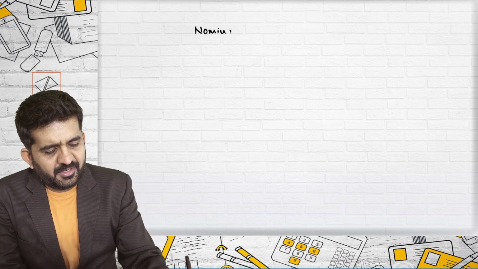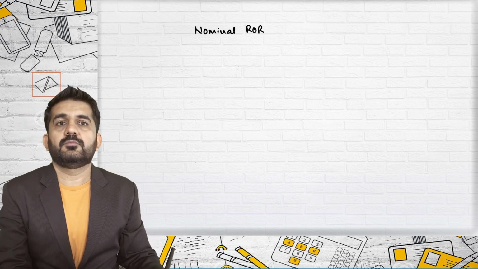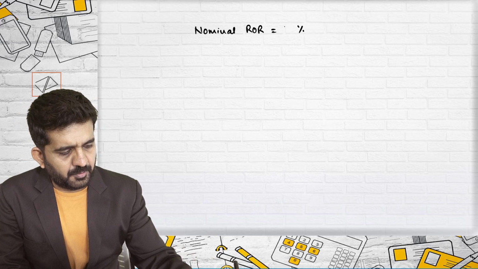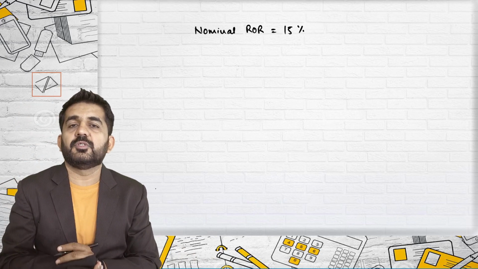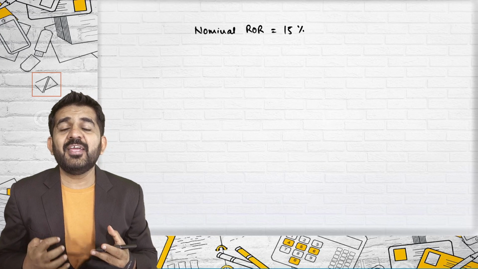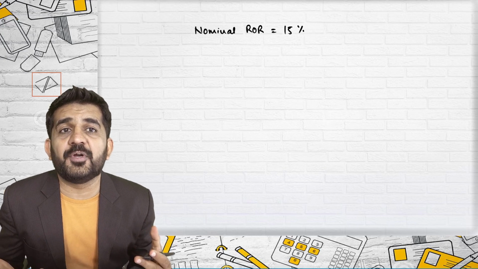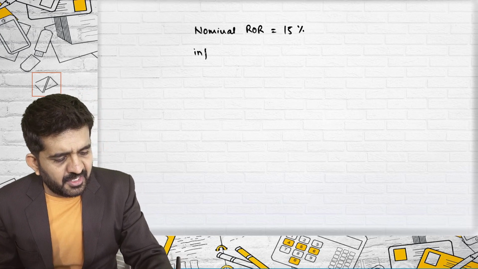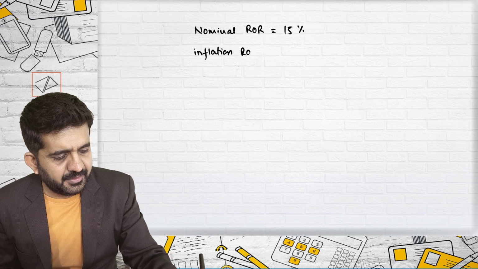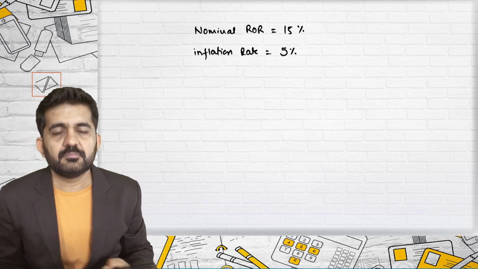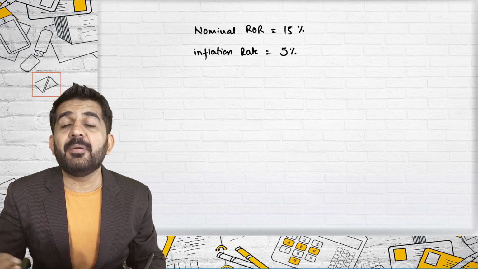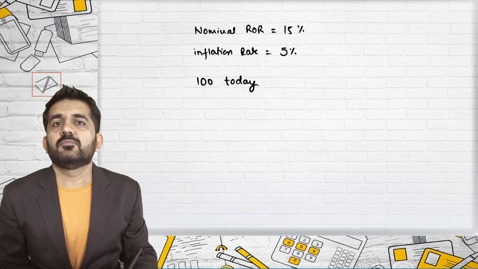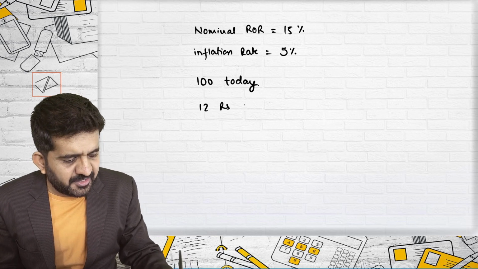My nominal rate of return is, say, 12%. Let me take another figure. All right, so I want a nominal rate of return of 15%. If a country is having an inflation rate of 5%, see what will happen if I invest 100 rupees today? I will be getting 12 rupees interest.